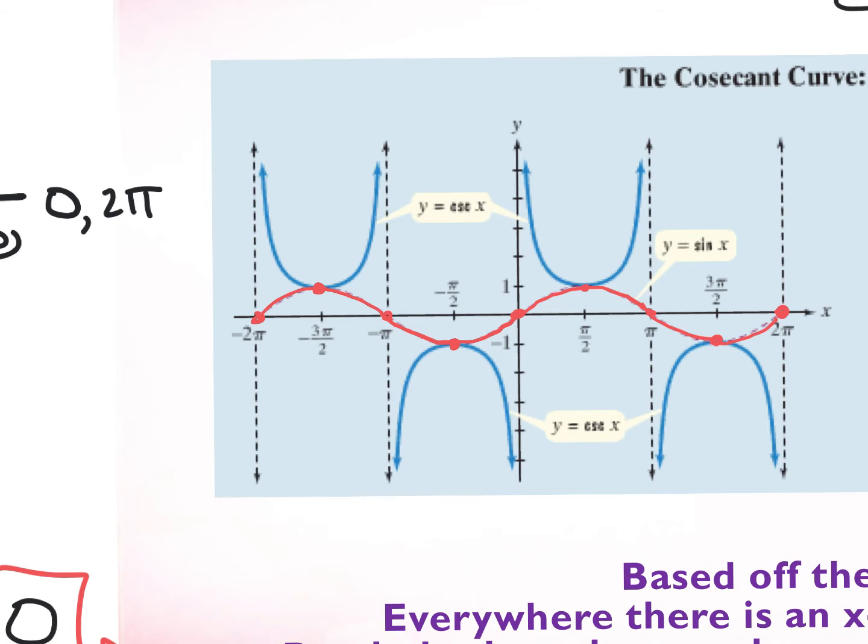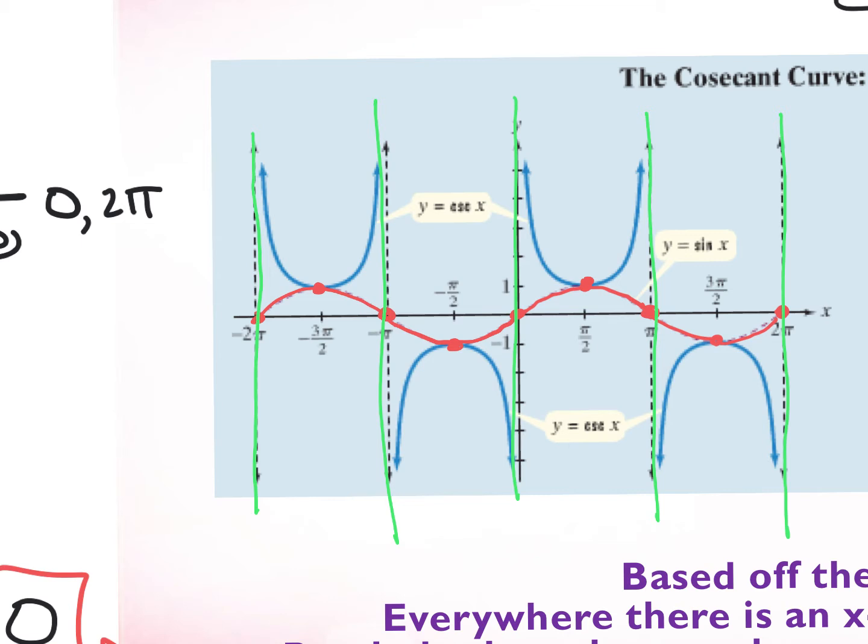So now that you have your sine graph on here, every place that the red graph, the sine graph, touches the x-axis, I'm going to draw a vertical asymptote. I'm going to draw my vertical asymptotes in green. So I have one going down here, here, here. Every place that my red graph touches the x-axis, the x-intercepts.